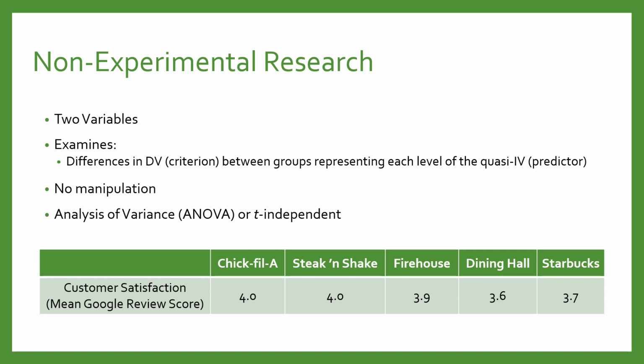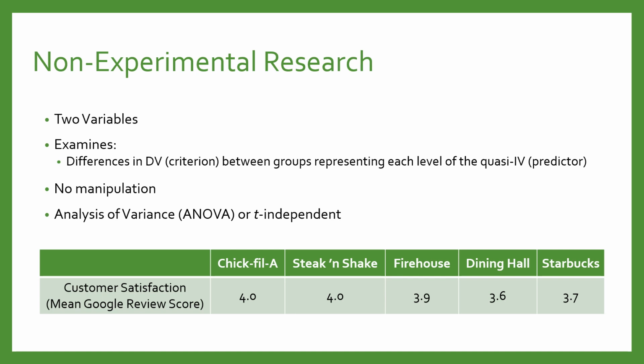And we're looking at differences in those Google review ratings that measure our dependent variable of customer satisfaction between food vendors on campus. And those different food vendors represent the different levels of our quasi-independent variable, our food vendor. Based on actual reviews for Marshall University food vendors that you see in the table, there's no significant difference in customer satisfaction. But overall, Chick-fil-A and Steak and Shake have slightly higher ratings.